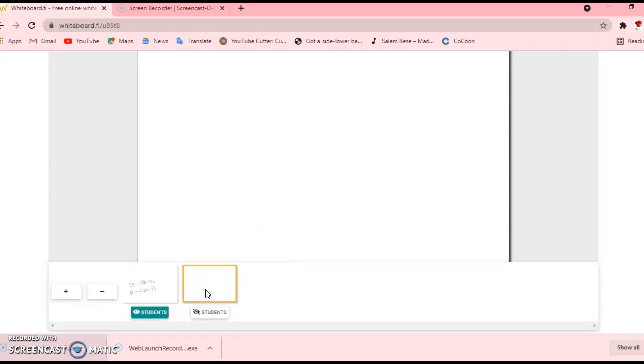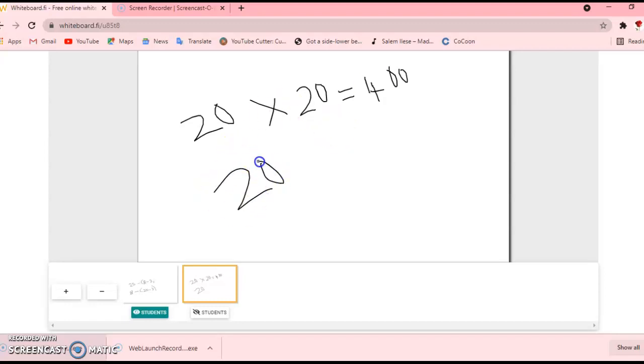Multiplication closure property. Whole numbers are closed under multiplication. Example: 20 into 20 equals 400. 400 is a whole number. 20 into 0 equals 0, which is a whole number.